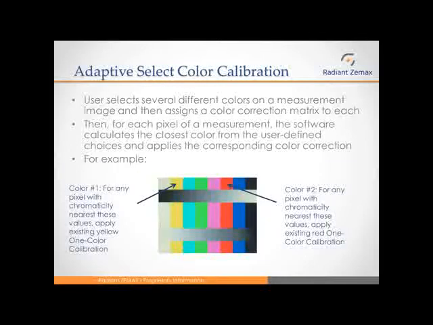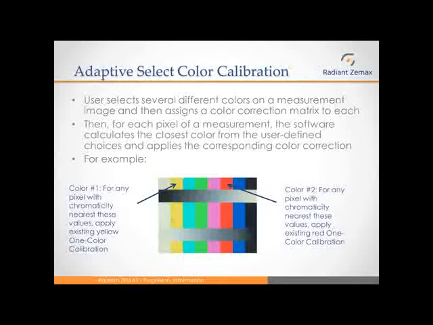Okay, and our last type of color calibration is very similar to the multi-area that we just talked about, but it's getting a little bit smarter. In this case, the user selects several different colors on a measurement image and then assigns a color correction matrix to each. So what that means is the user would select this point, for example, and then say for chromaticity coordinates near these values, use the existing yellow one-color calibration.